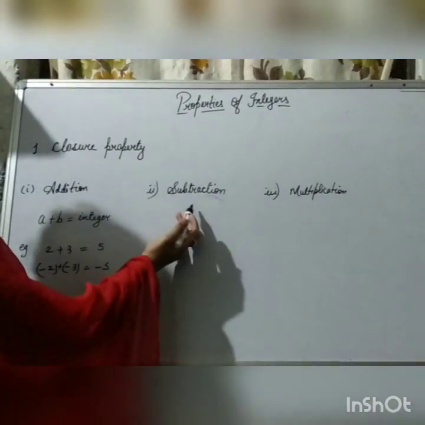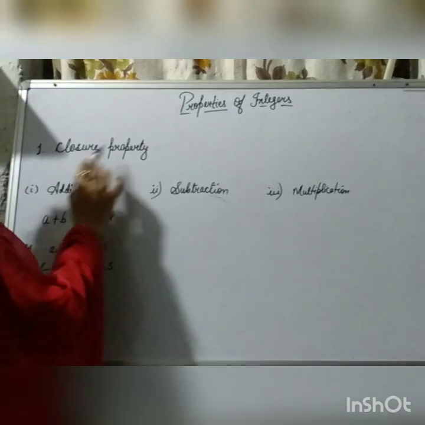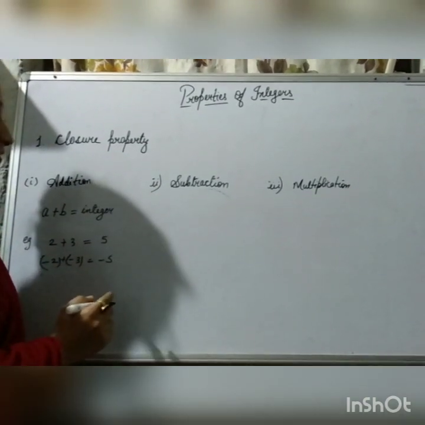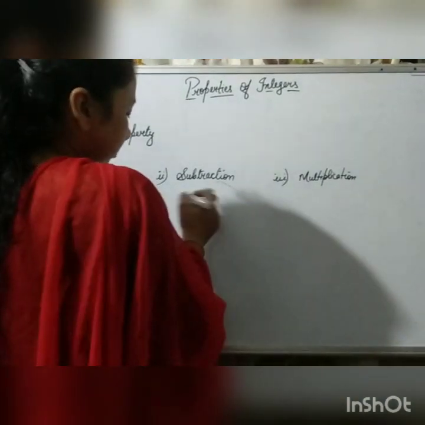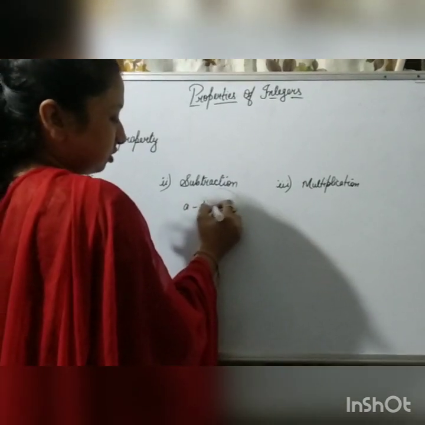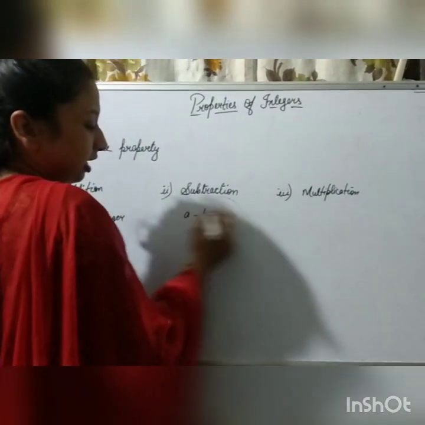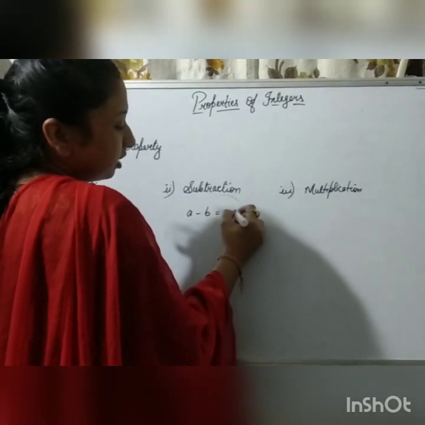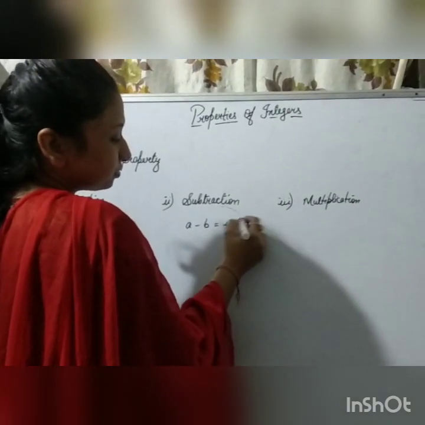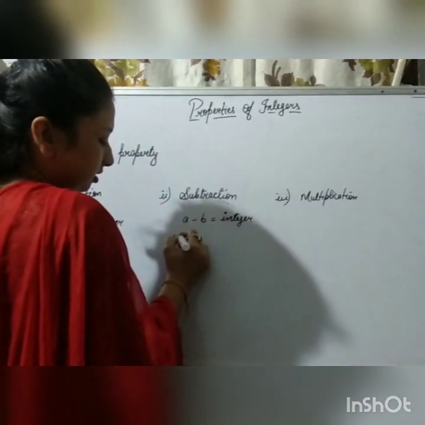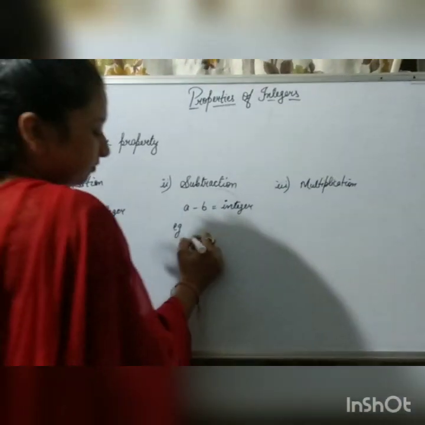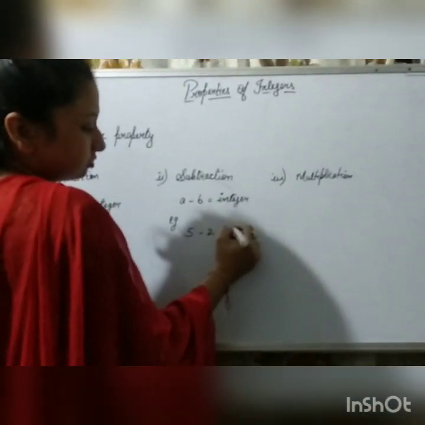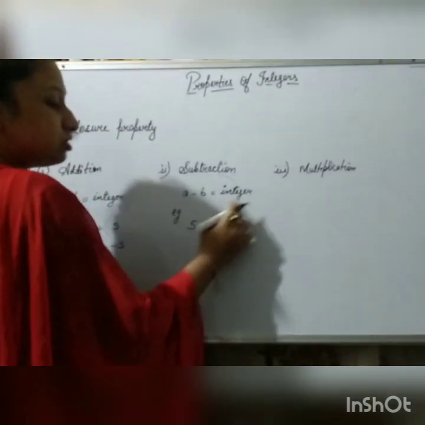Now come to subtraction. Now you will check whether closure property applies to subtraction or not. Let a and b be integers, and we subtract b from a, so the answer will be an integer. Let's see with an example. If I take 5 minus 2, that is 3. So 3 is also an integer.